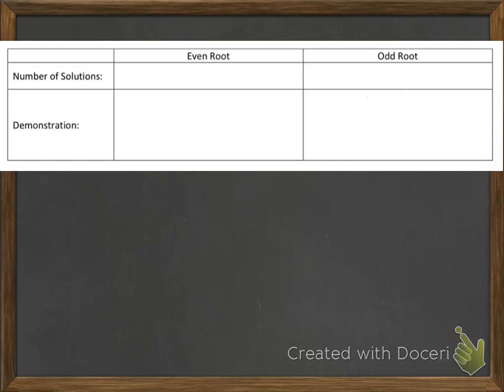So let's see if we can summarize the information that we just discovered in examples 1 and 2. If I have an even root, I expect how many solutions? Well, I expect 2 solutions. And if I have an odd root, like the first example, I only expect to have 1 solution. Okay, so our example here was x squared is equal to 16. And so we have x is equal to either positive or negative 4.